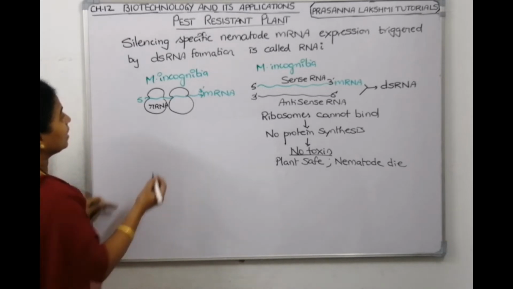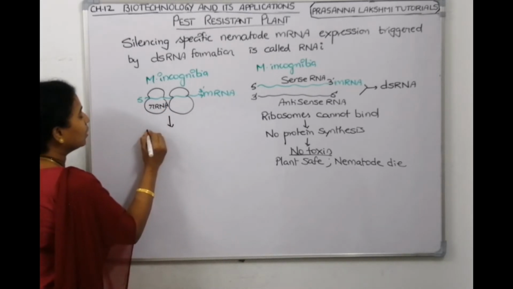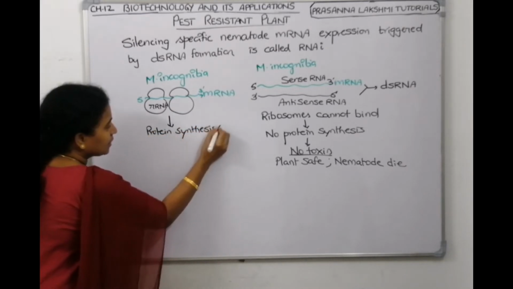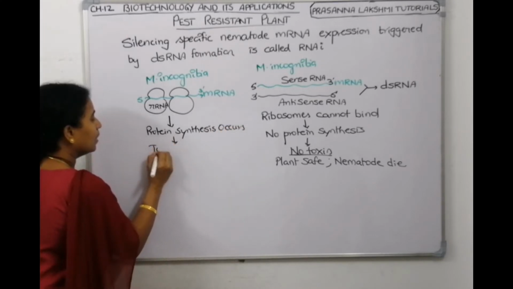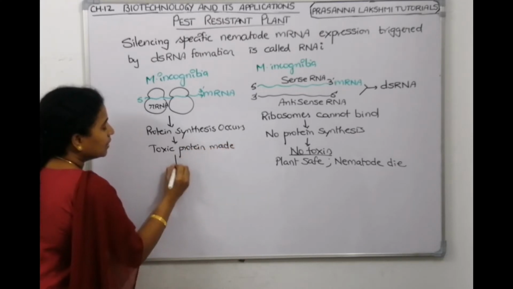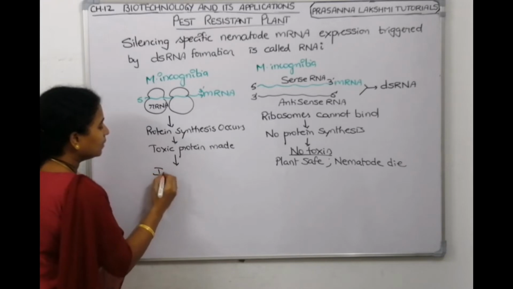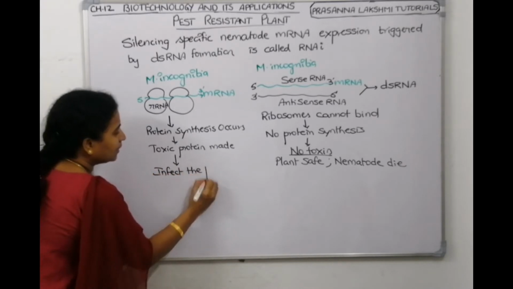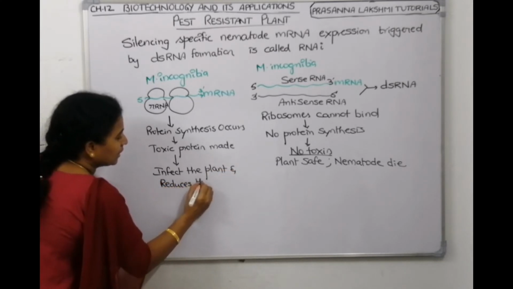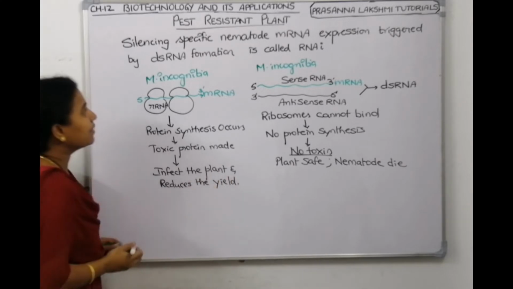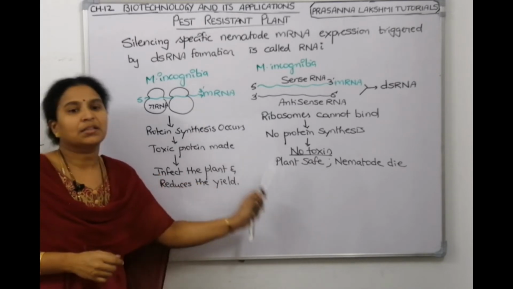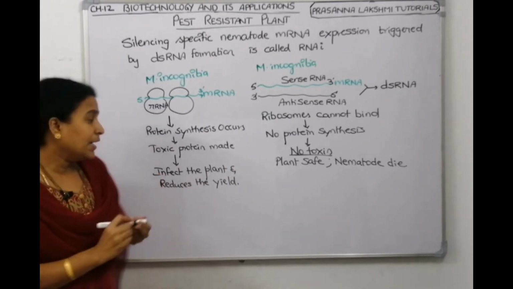In this other case, because ribosomes have bound, protein synthesis occurs. Toxic protein is made. Then what will this toxic protein do? It will infect the plant and reduce the yield. Now, with this technology we are killing the nematode and protecting the plant. What is that called? RNA interference.